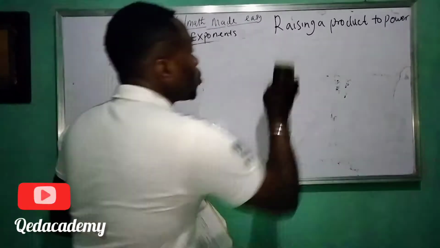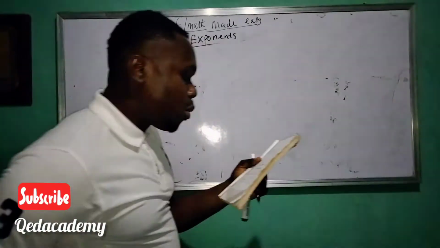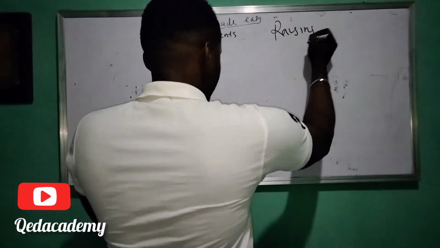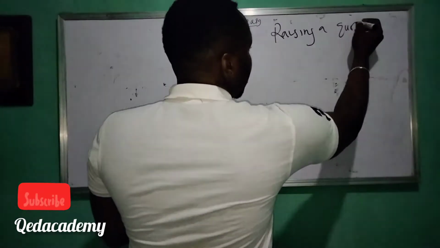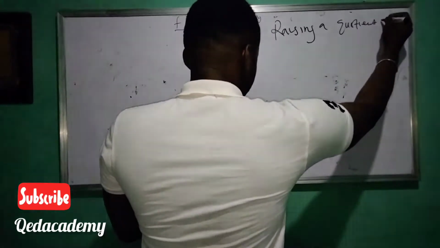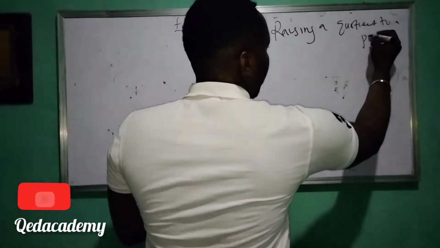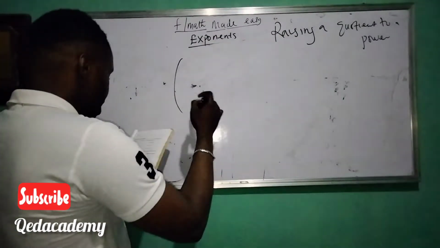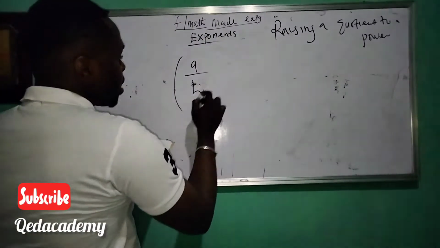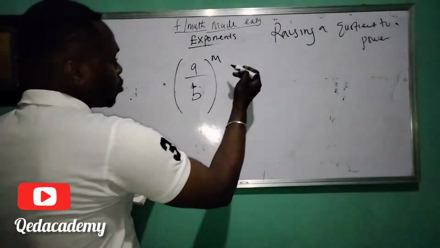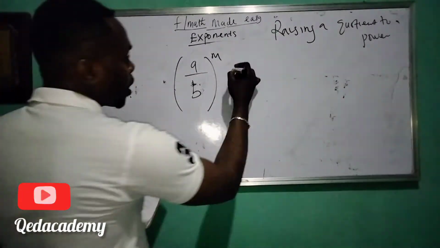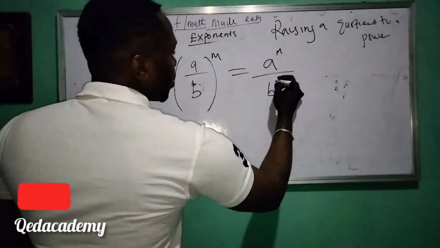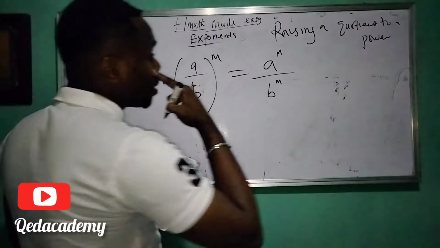The next concept we'll be looking at is raising a quotient to a power. Let me take an example on that quickly. This should be in this form: (a over b) raised to the power m. If you apply the other concept, this becomes a to the power m over b to the power m. So the same concept applies too.